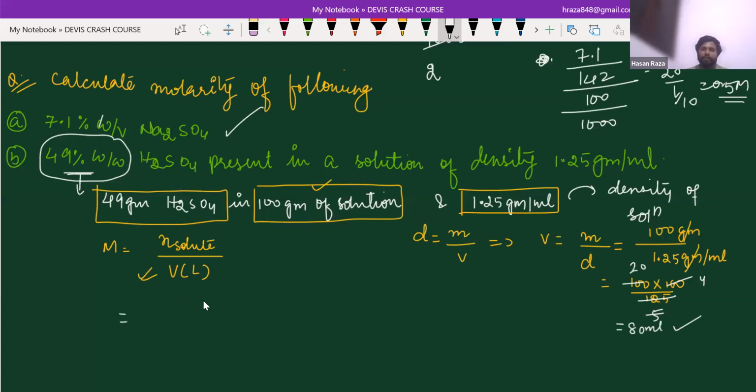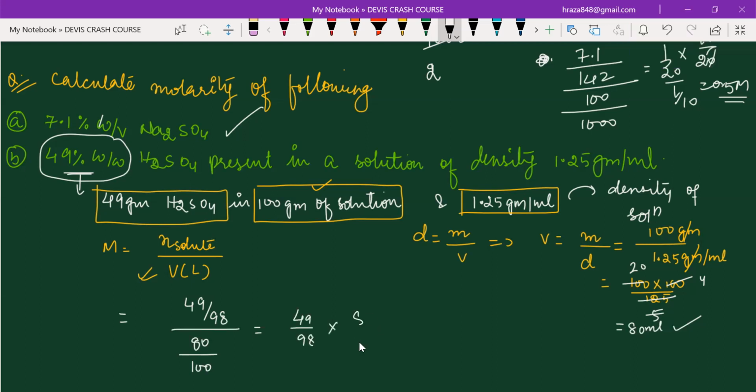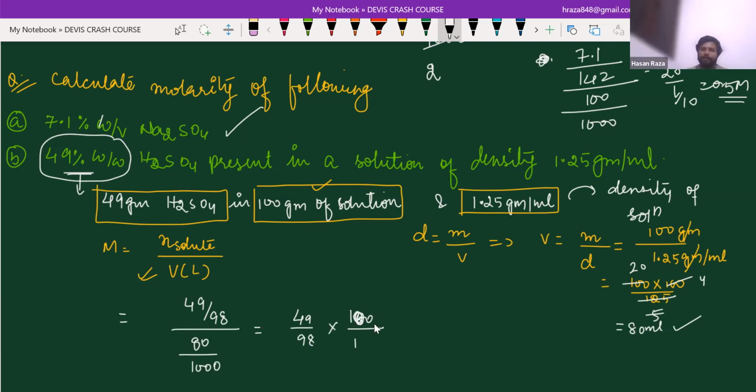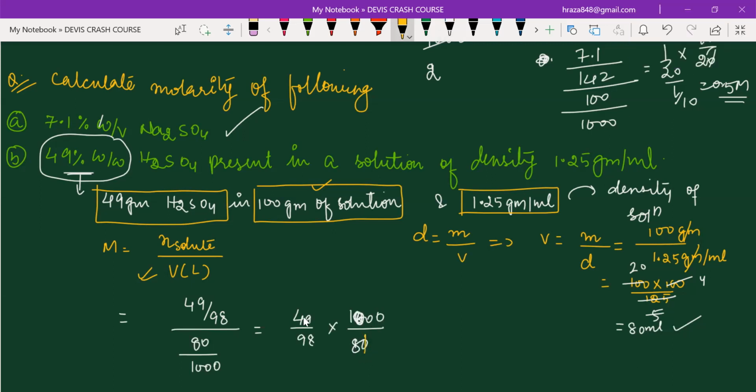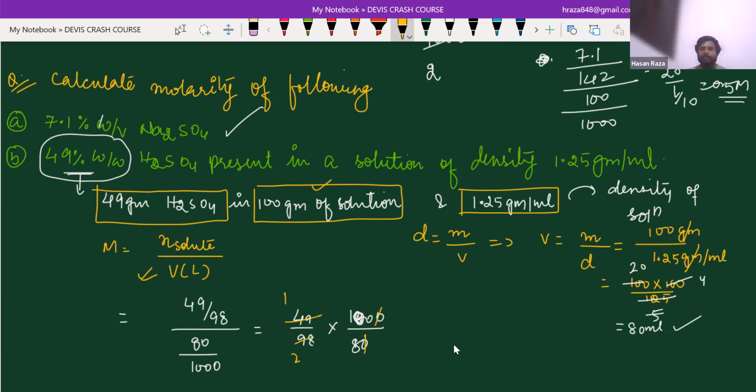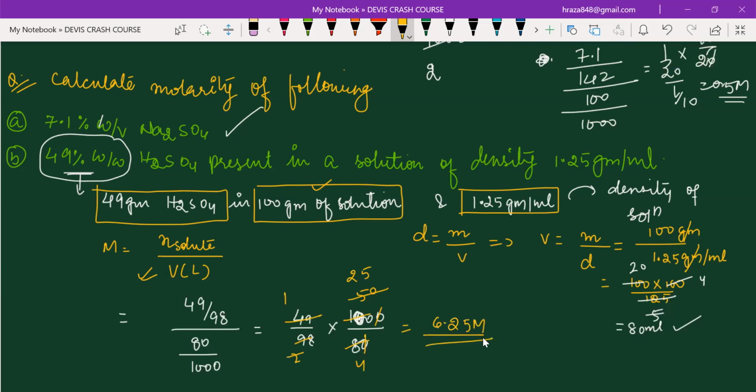Now number of moles of solute is 49 by 98. Volume of solution is 80 by 1000 liter. Now we are going to solve it: 49 by 98 into 1000 upon 80. Thank you, that was my mistake. It will be cancelled like this, and this 100 can be cancelled by 50 times, and you can cancel it by 4 times, and it will be 0.125 I think, right? Okay, yes.